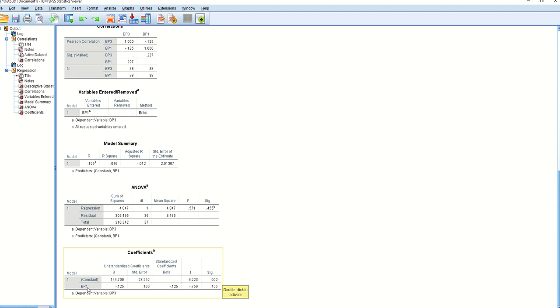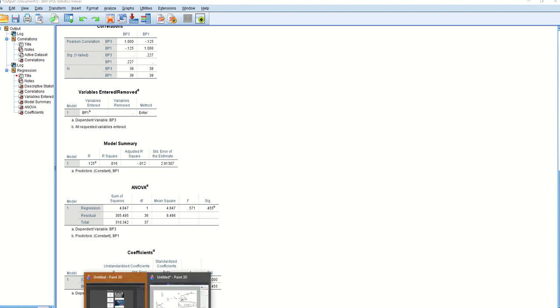The second one is your beta for blood pressure 1. This is the slope for your x variable. Remember, your x variable was blood pressure 1. This is the slope, negative 0.125. And if you look at the p-value of that slope, it's 0.455, exactly equal to the p-value for the ANOVA, exactly equal to the p-value of the correlation. This is because you have only one x variable.